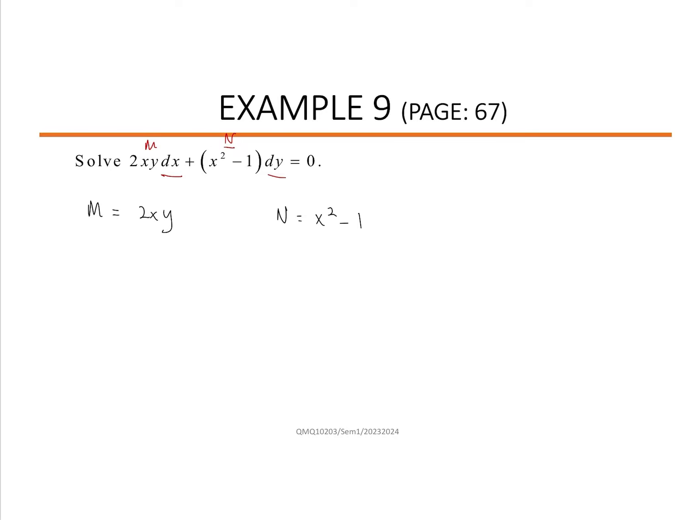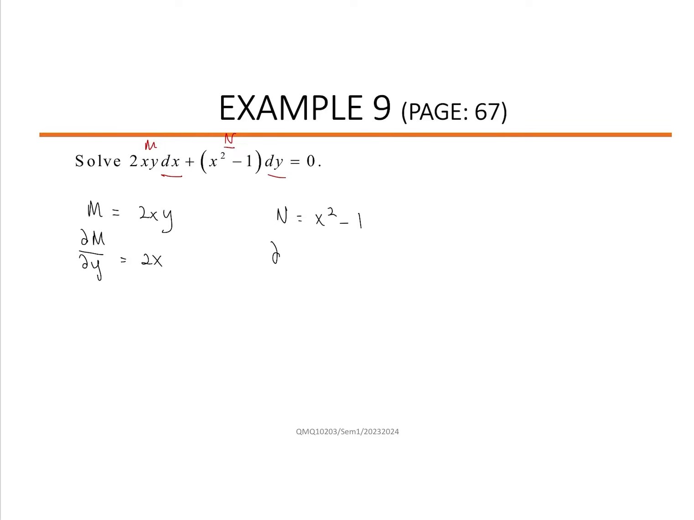So test for exactness. ∂M/∂y: differentiate this with respect to y only. So partial differentiate, we have 2x. When we differentiate with respect to y only, that means the other variable we treat as a constant. Here actually this is variable x, but because we differentiate with respect to y, we treat it as a constant, just like the number 2. So when we differentiate, we get 2x.